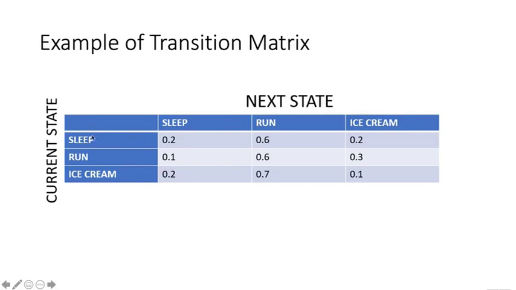It means that the person now is sleeping, and what is the probability in the next hour, for example, of running? It is 0.6, and the probability from sleep to eating ice cream is 0.2, and sleep again is 0.2. So the total is 0.2 plus 0.6 plus 0.2, which is 1.0.